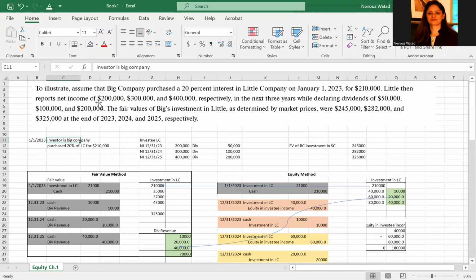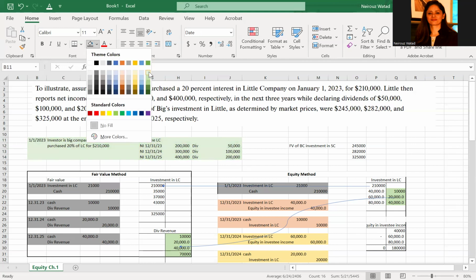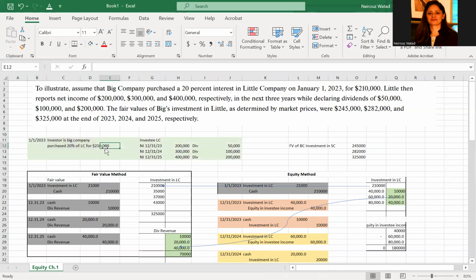in, and I've written the dates here, December 31st, 23, 24, and 25. And these are the amounts of net income, 200, 300, 400 in the next 3 years. And they declared dividends of $50,000, $100,000, and $200,000. Okay, so this is what I have about Little Company.